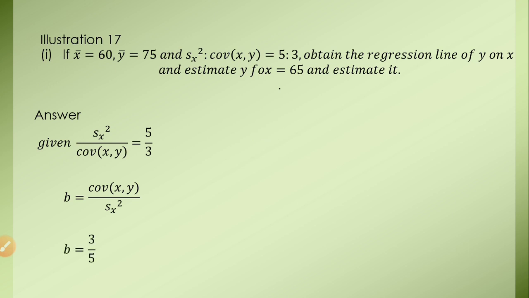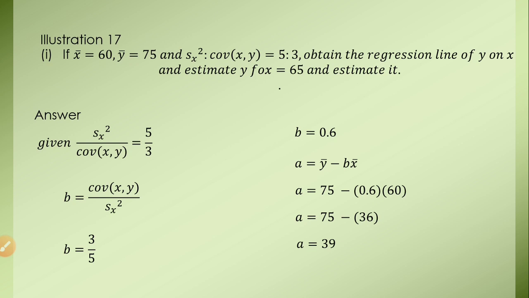So now what we will do, obviously, is take the reciprocal of the given thing. If 5/3 is given, we will take 3/5 as our formula is reversed. So the answer of b is 0.6. Now coming to a, what's the formula for a? It's y bar minus b x bar. Yes, y bar is 75, b is 0.6, x bar is 60. So a is equal to 75 minus 36, that is 39.